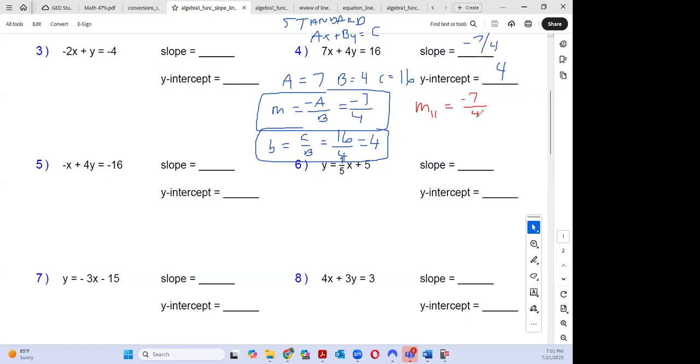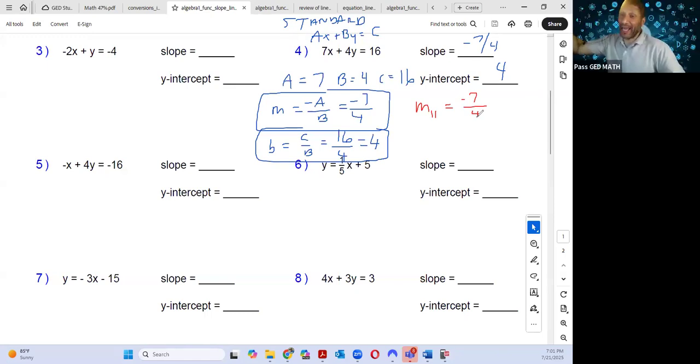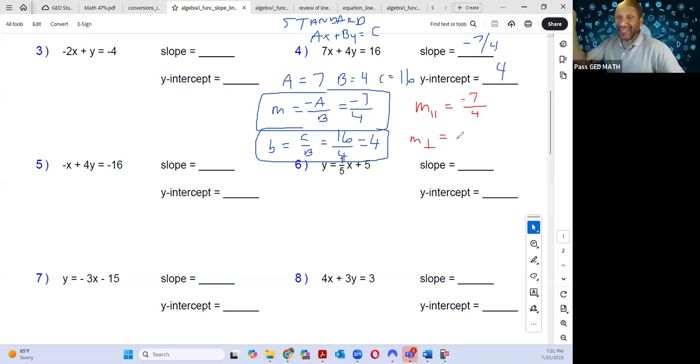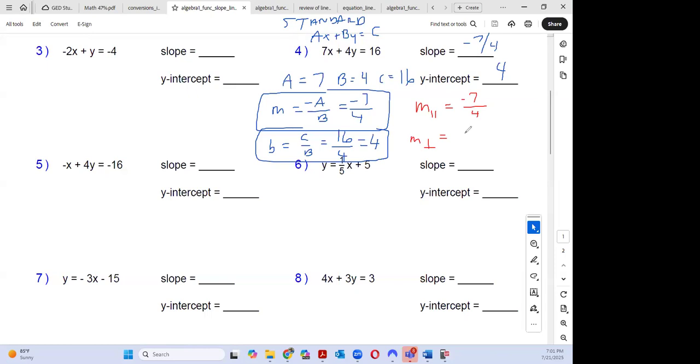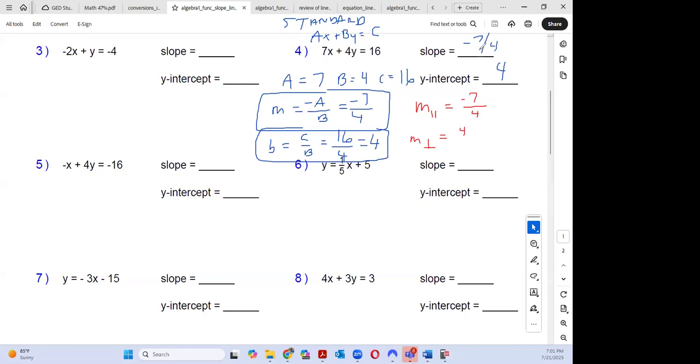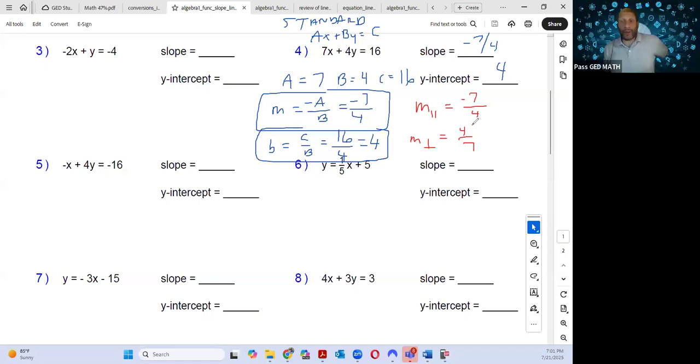So since the slope of this line is negative 7/4, any line that's parallel to this will have the slope of negative 7/4. Now, the slope of any line that's perpendicular: you change the sign and flip. So if the slope of this line is negative 7/4, what's the slope of any line that's perpendicular to this line? Would it be 4/-7? Oh, change the sign. 4/7. There you go. That's how you do that problem.